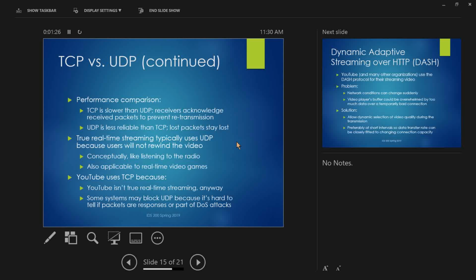You missed something. Now, the reason why YouTube uses TCP, number one, as we'll talk about in a second, is that YouTube isn't true real-time streaming anyway. It's basically sequential download of video segments. Number two, some systems may block UDP because it's hard to tell if packets are actual responses or part of a denial of service attack.